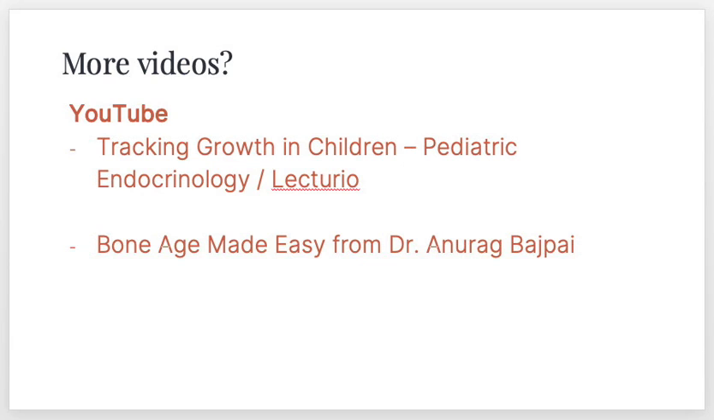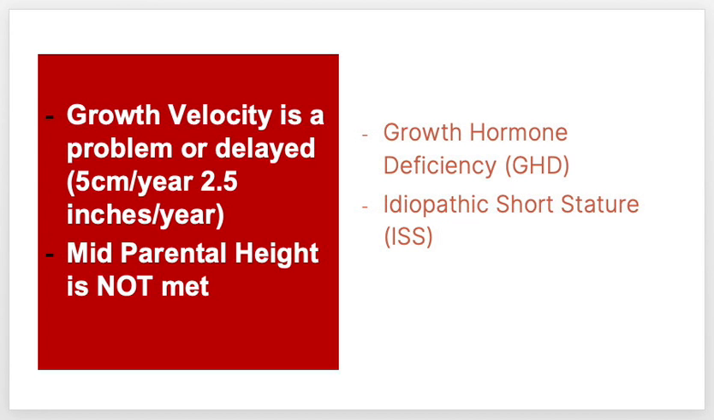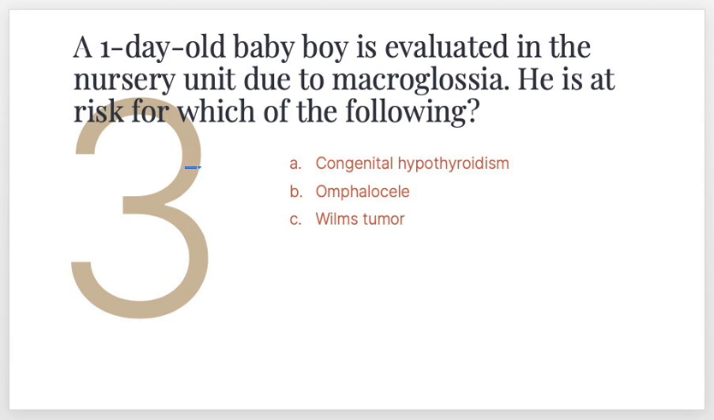So that way I can know the difference between constitutional growth delay and familial short stature, also known as genetic short stature. Now, for growth hormone deficiency and idiopathic short stature, you will see that growth velocity is a problem, is delayed, and the mid-parental height is not met. Those cases will definitely need further workup.